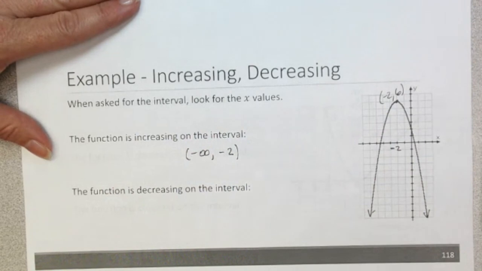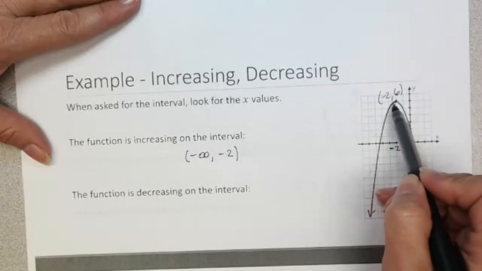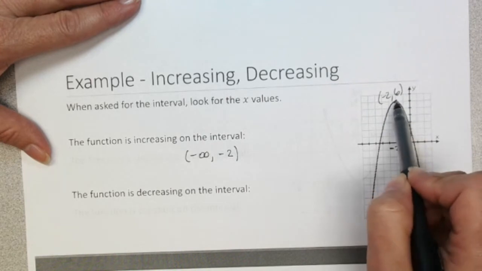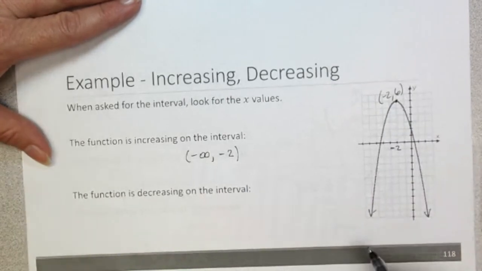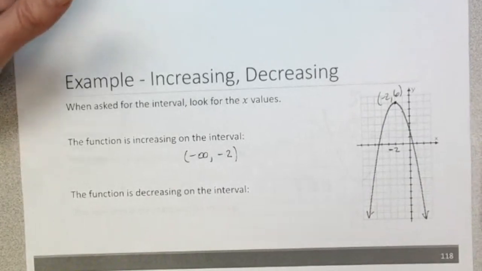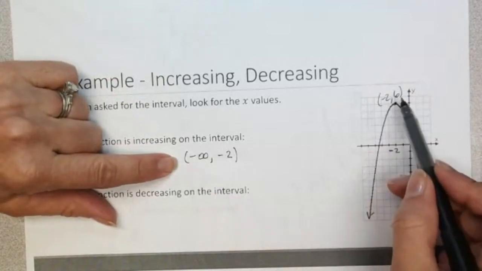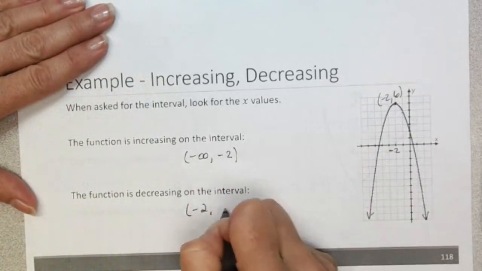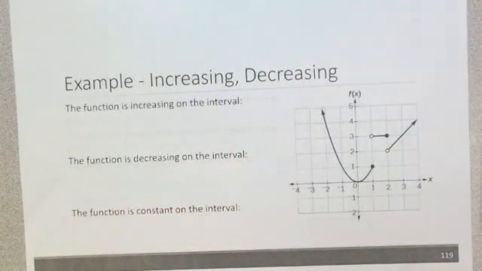I usually use parentheses for intervals of increase or decrease because, technically, right at this value where the graph changes direction, it's increasing right until it gets to this point, then it's decreasing. At this particular point, I like to say that the function is neither increasing nor decreasing. It's a turning point. So I usually use an open interval when I'm identifying intervals of increase and intervals of decrease. This function, if it's increasing from negative infinity to -2, then it would be decreasing, or going down, from -2 to infinity.